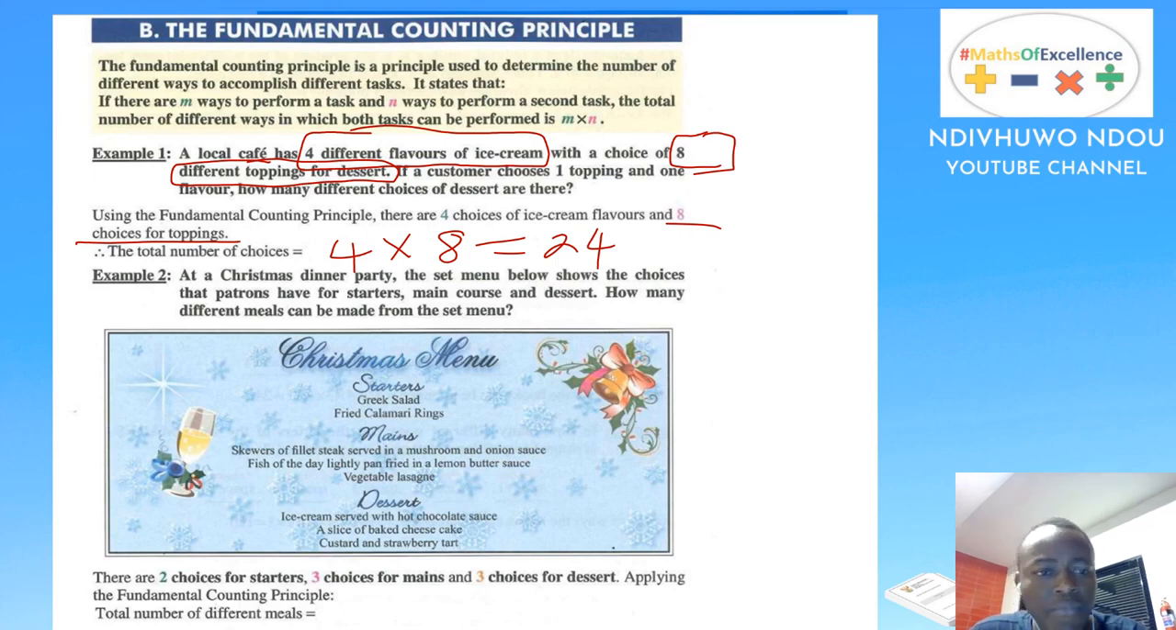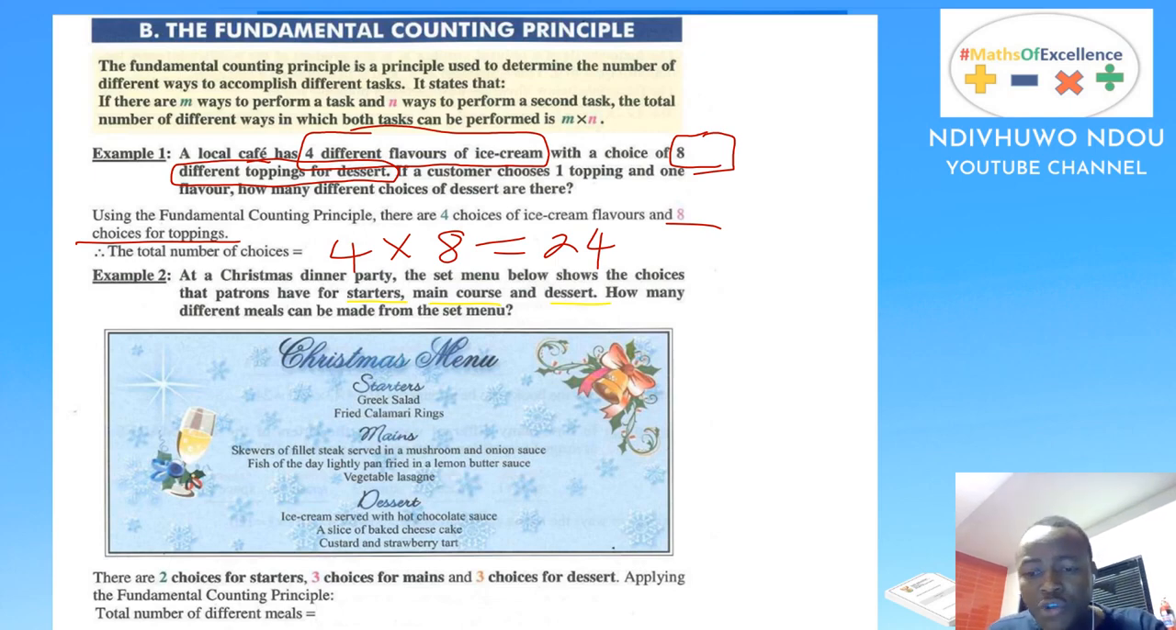Okay, let us look at example 2. Very interesting one also. It says at a Christmas dinner party, the set menu below shows the choices that patrons have for starters. So these are the choices for starters. We have a main course and we have a dessert. So how many different meals can be made from the set menu, right? We want to see if a person is to choose from the starters, and also the main course, and also needs a dessert, how many different choices of meals can be made from this set menu, right?